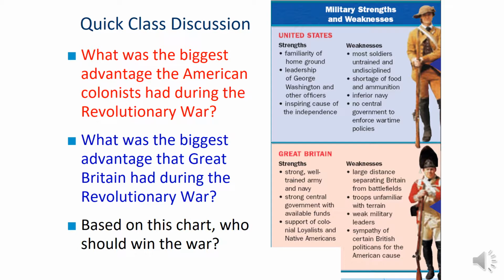What about their weaknesses? They were a long way away from home. They obviously were unfamiliar with the terrain, just like we talked about before. They had some pretty weak military leaders, which we'll talk about in a minute. And they had the sympathy of certain British politicians for the American cause. So there were some in England who were just like, just let it be. Just leave these colonists to do what they want.